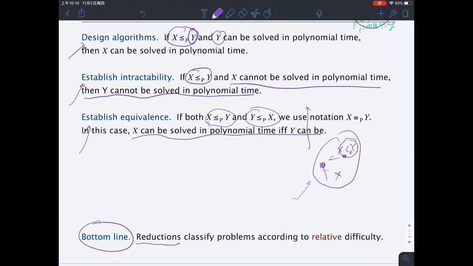The reductions help us to classify problems according to relative difficulty. If we can say that one problem is easier than another problem that can already be solved, then the easier problem can also be solved. And if we can say that one problem is harder than another problem that's known to be intractable, then we also know we found a new hard problem. So it's all about the relative difficulty.